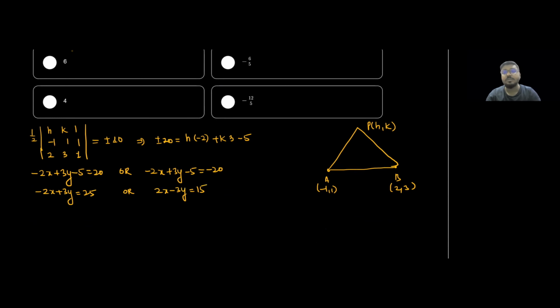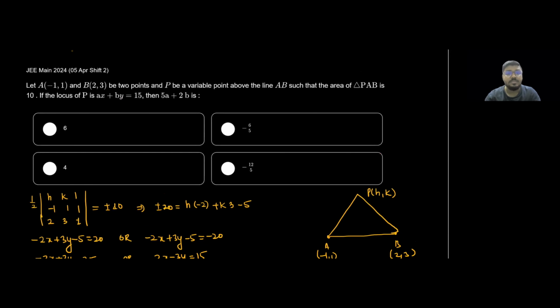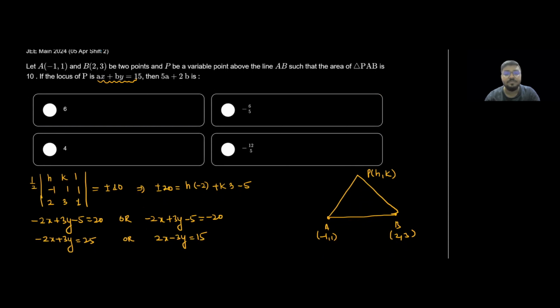Now they have said that this is the locus of P. Comparing with this, from the second one I can see very clearly it is very similar: 15 is here. So a we can write as 2 and b we can write as -3. They are asking for the value of 5a + 2b, which is 10 - 6 = 4. So from here we got the answer 4, which is this option.